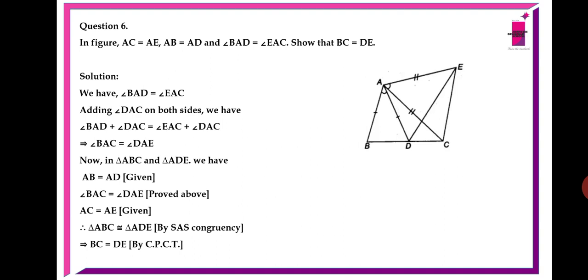Now in triangle ABC and triangle ADE, we have AB equal to AD, that is given data, and angle BAC equal to angle DAE, we have proved above, and AC equal to AE, that is also given data. Therefore, triangle ABC is congruent to triangle ADE by side angle side criteria. Therefore, BC equal to DE by CPCT.